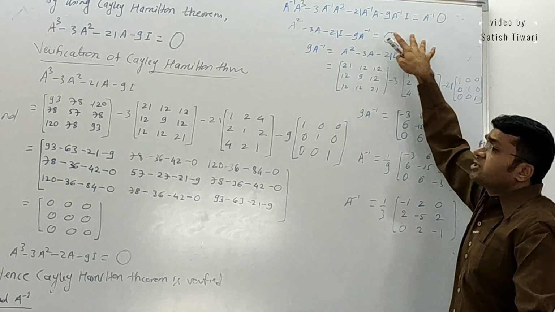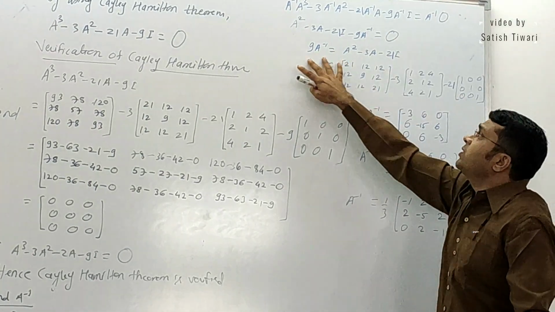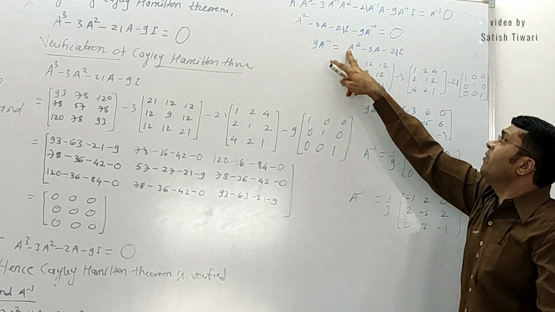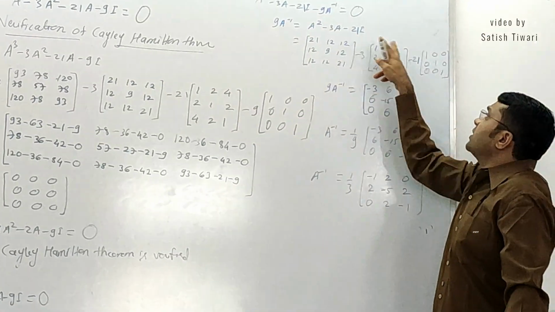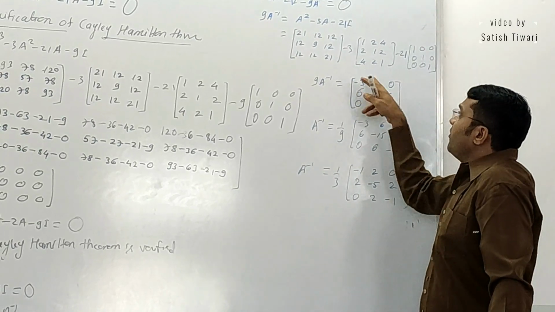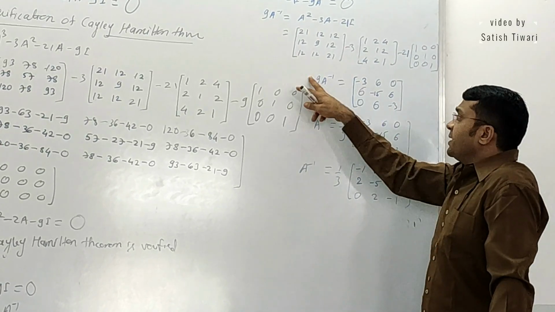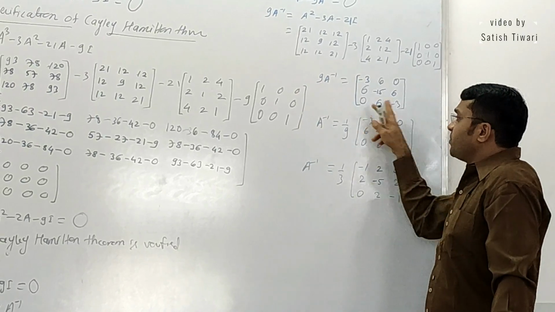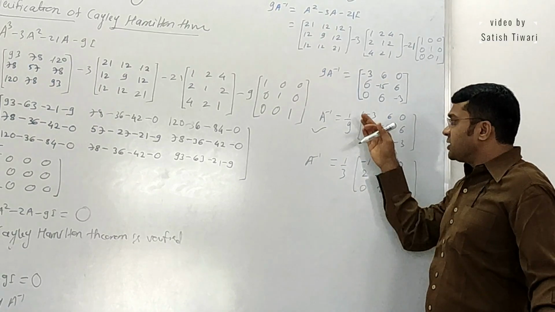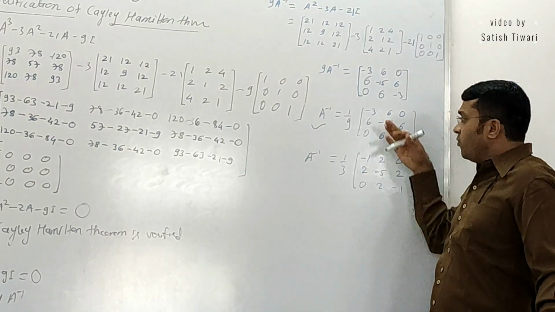I take this to the RHS, that will be 9A inverse, and the remaining left is this quantity: A square, A, as well as I. Now compute this matrix calculation, and we have this matrix. Taking this 9 here, it will be 1 by 9 of this matrix, and that will be our required A inverse. Now here we can simplify this quantity once again.